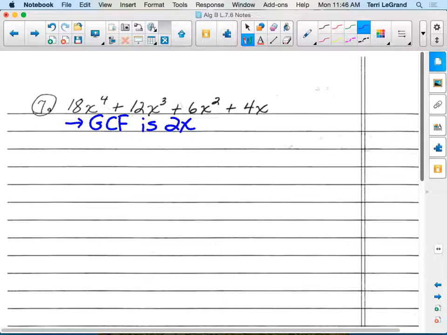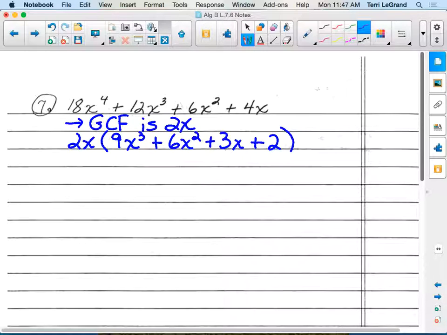So, we're going to... 18x to the fourth divided by that 2x is 9x to the third. 9x to the third plus 12x cubed divided by 2x, Abby? 6x squared. Plus 6x squared divided by 2x, Devontae? 3x. 3x. 4x divided by 2x, Aurora? 2, you got it. Okay, there we go.